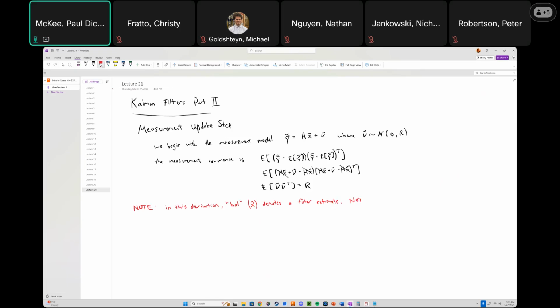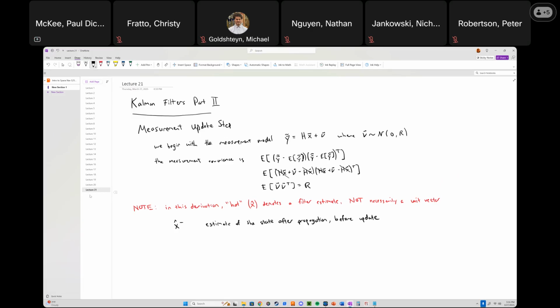Not necessarily a unit vector. So we do this instead of writing EST for estimated, right? Just saves us some time. So we're also going to use this notation. So x hat minus is the estimate of the state after propagation and before update.